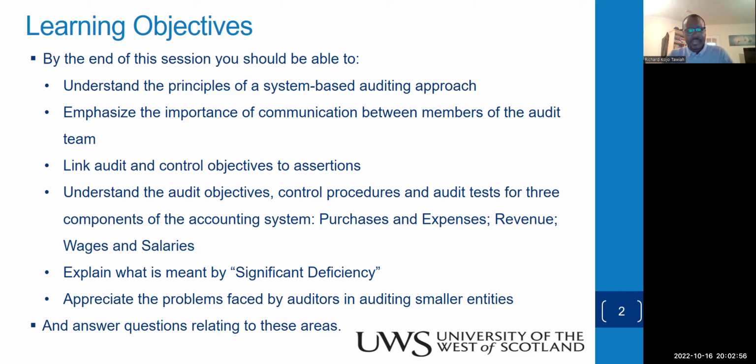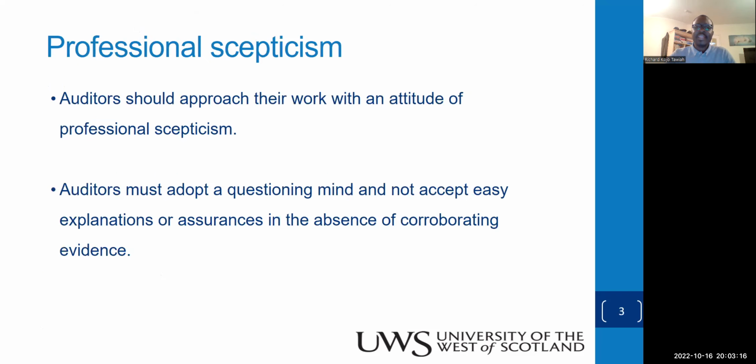We'll look at that. And briefly, we'll wrap up on audit objectives, control procedures, and audit testing procedures for 3 main components of the accounting system: purchases and expenses, revenue and payroll, okay? And then we appreciate the problems faced by auditors in smaller entities. Now, one thing about auditing is that it wants you to think ahead of time.